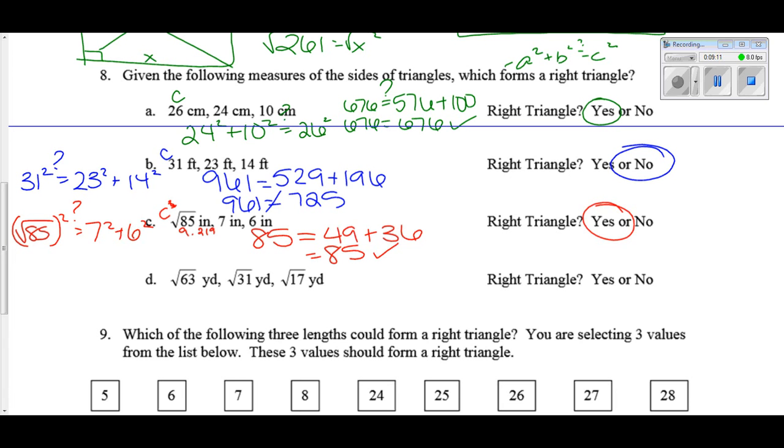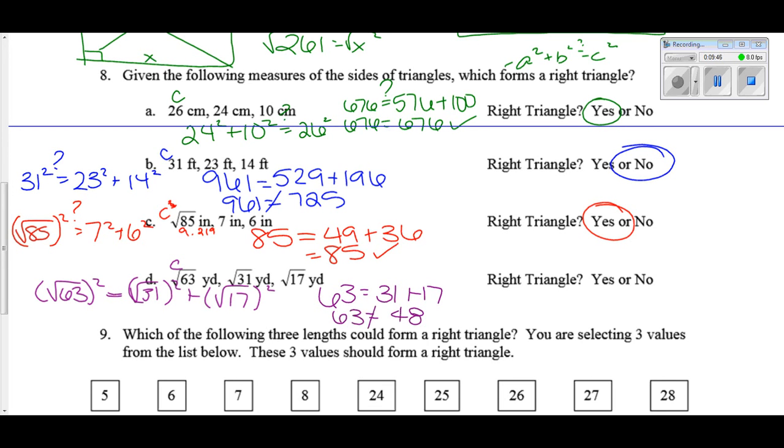And last one of this section, we have a bunch of these things. Now we know the biggest one is going to be the hypotenuse. When we have all square roots, you're looking for the biggest number under the square root. And that would be the 63. So 63 is our C. So square root of 63 squared equals square root of 31 squared plus the square root of 17 squared. So that would be, this makes it easy, 63 equals 31 plus 17. So we get 63 equals 48, which it does not. So this does not form a right triangle.